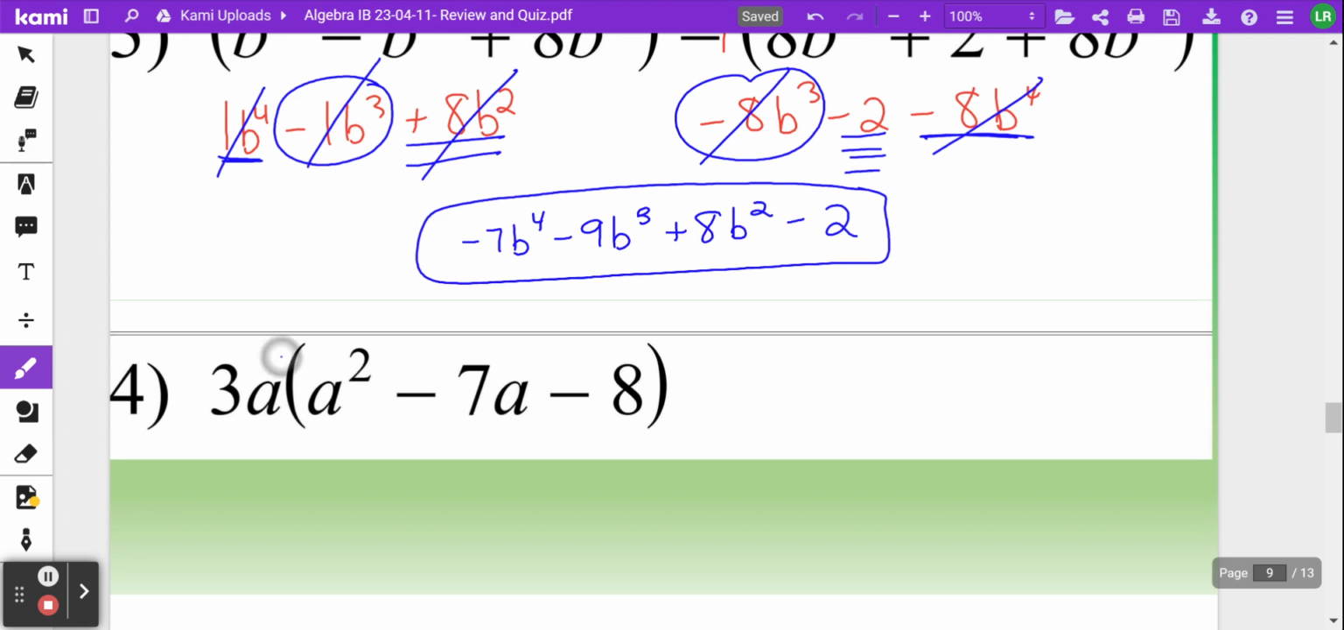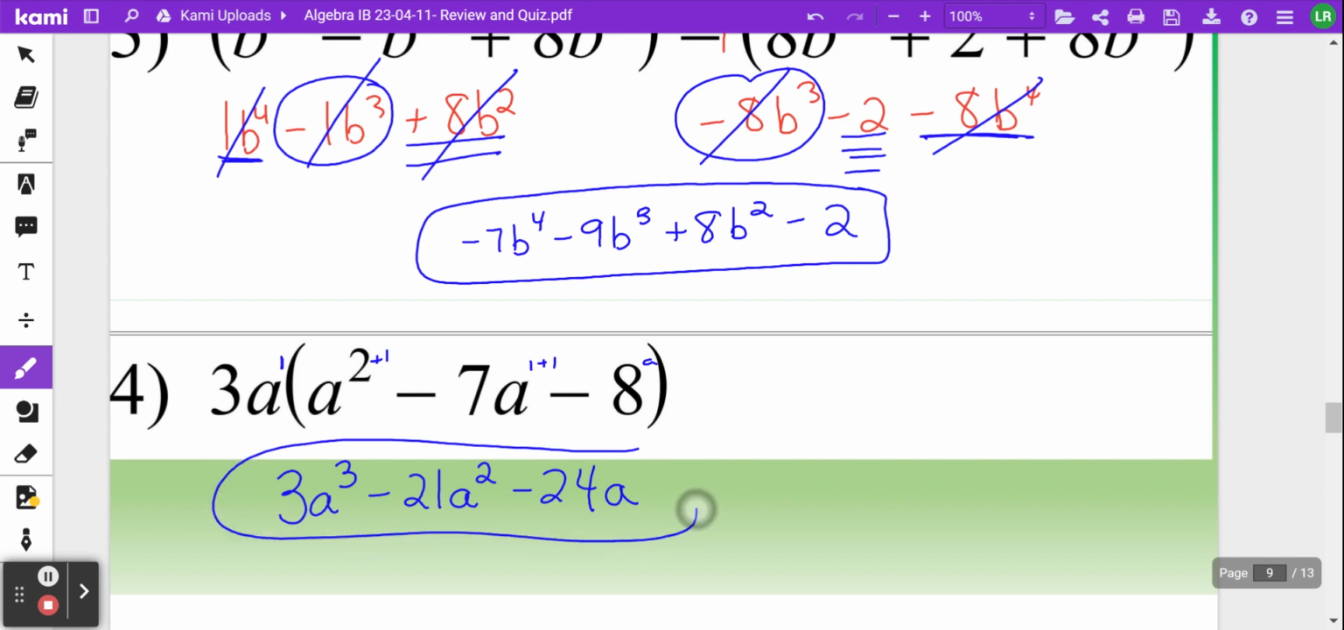Okay, so remember, we are distributing an a to the first, so we do need to add 1 to each exponent, and then this one's going to get an A. Okay, so 3 times 1 is 3. It's going to be A to the third. 3 times -7 is -21. That is going to become A squared. And 3 times -8 is -24 A. And that would be my answer.